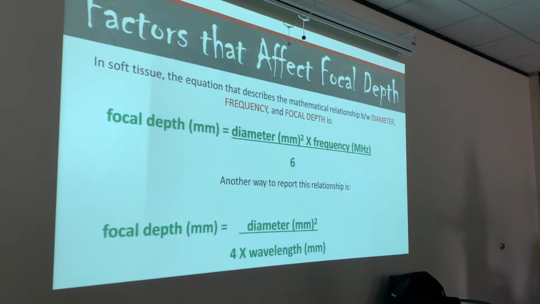That's why I'm jumping over this. Aside from the easy conversion we're doing or something like that, it's not going to be any deep math where you're going to have to memorize every single formula we learn. So, simple math. But these are the relationships in soft tissue that describe diameter, frequency, and focal depth. Remember, guys, focal depth is directly related to transducer diameter and transducer frequency.